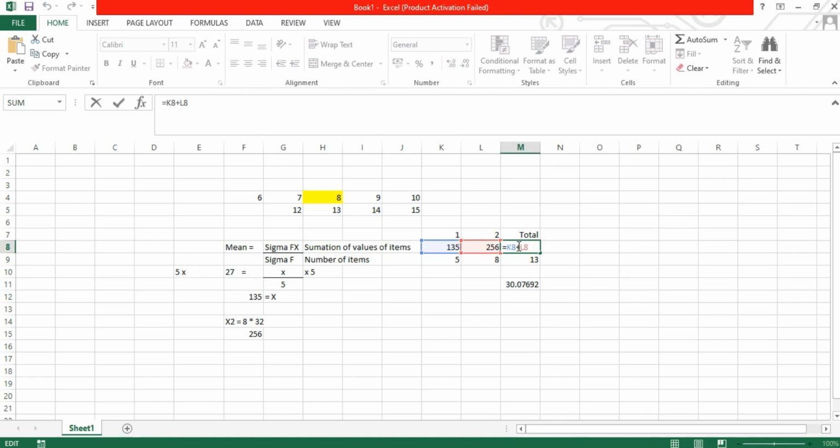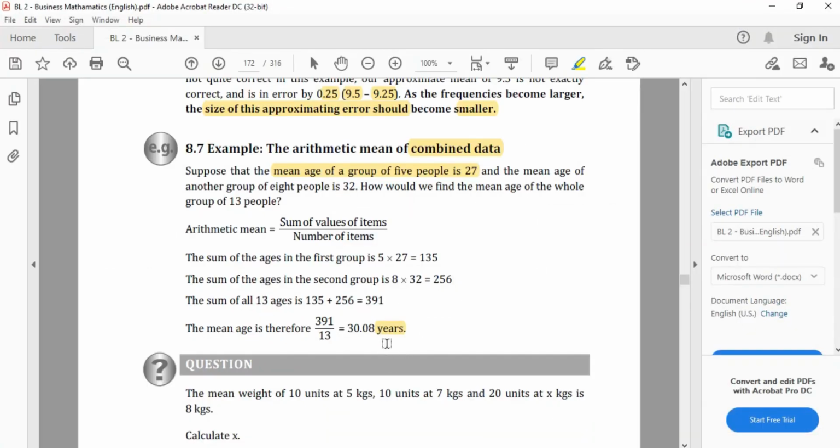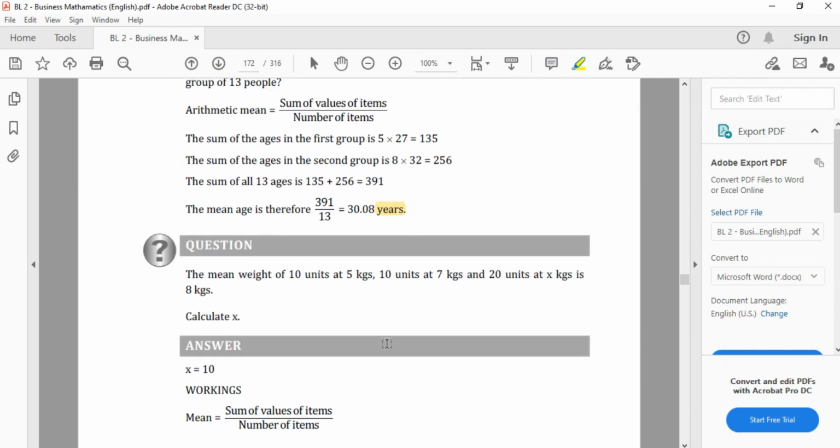Otherwise, we cannot add two separate things simply. The reason why we add them is because they are summations and they are of the same nature. And the denominators are also of the same nature. Both are people of the same class or whatever. So that's why we added them, obviously, right? You can add them and then divide and you get your new average age for how many people? 13 people, right? Which is 30.08 years. Easy.